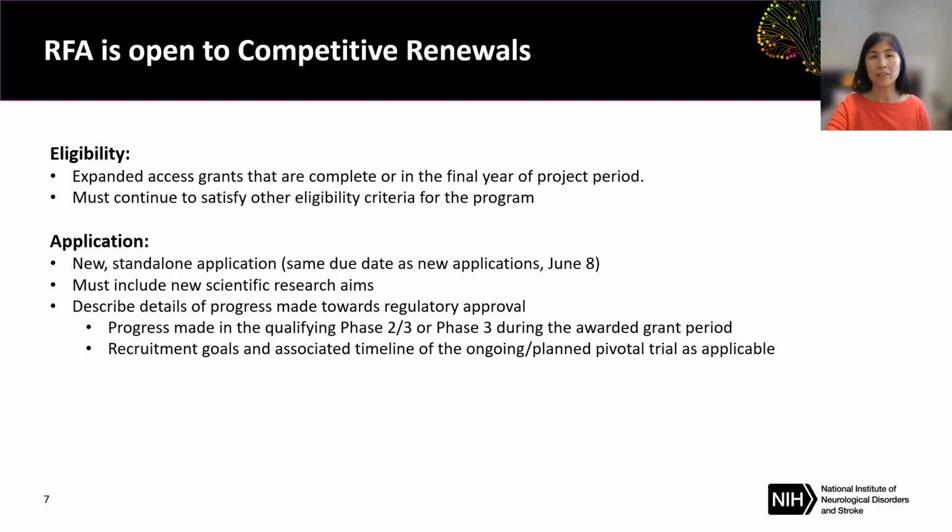One new aspect of this year's funding opportunity is that programs can now apply for competitive renewals. To apply for competitive renewals, applicants must be an expanded access program that is complete or in the final year of their project period. To apply, applicants must continue to satisfy the other eligibility criteria, being a clinical trial site for a Phase 2/3 or Phase 3 trial sponsored by a US-based small business. Also, the drug or biologic must not be approved by the FDA.